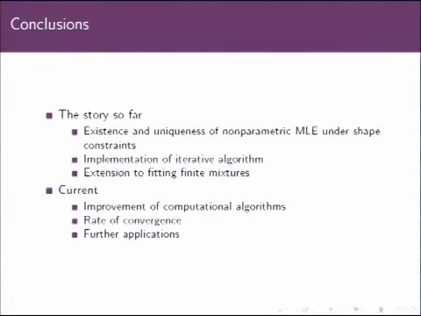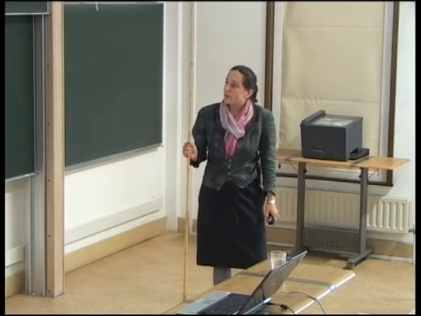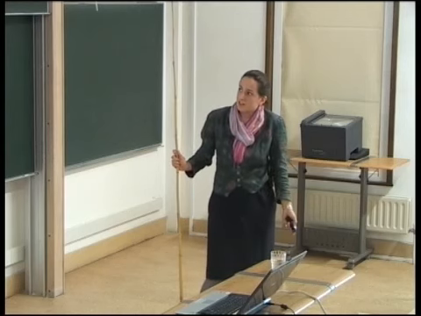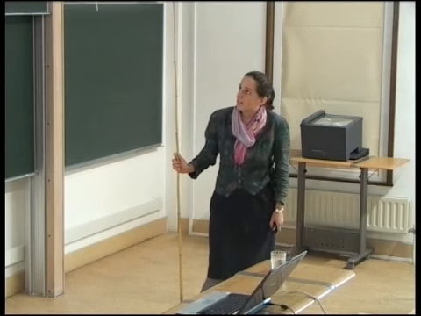At the moment, the current things I'm thinking about are how to improve the computational algorithms because it's still quite slow, and the theoretical properties of the estimator, which, as I said, are understood in some other infinite dimensional models, but not really in this case. Well, at least not in the multivariate case. And also to look at further applications of this kind of density estimate. In particular, we've been thinking about using it for functional estimation and for classification as well.